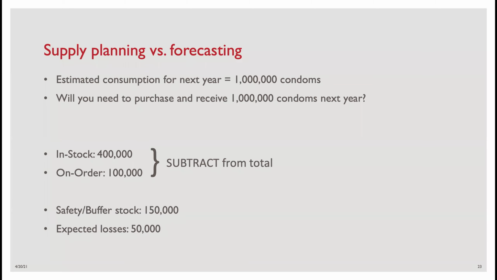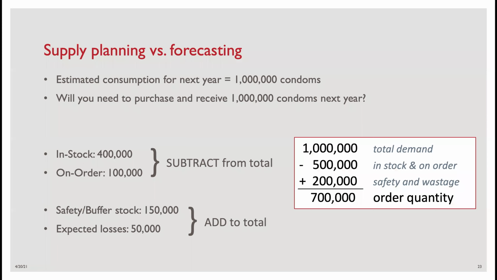All right. Further, we need to examine our logistics system, our pipeline, and our existing stock, and find that when we do so, we need a buffer stock of 150,000, and we have 50,000 that we suspect will expire before they can be distributed and used. So we need to add those to our procurement quantity. Thus, we calculate the actual procurement quantity needed is 700,000.